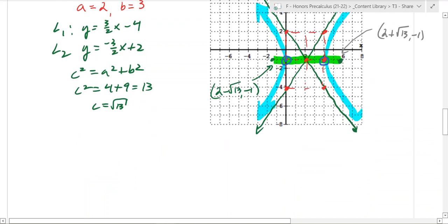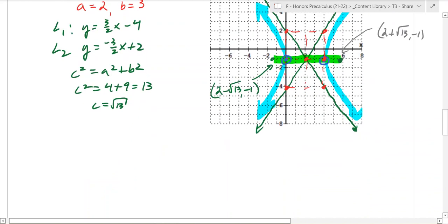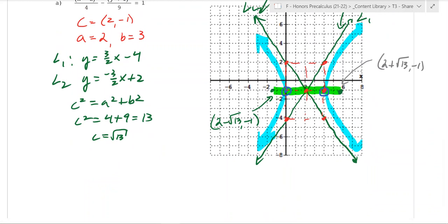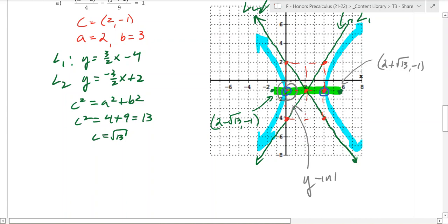Now, what are the intercepts here? Where does it cross the y-axis? Well, looking at this picture here, the only place it crosses the y-axis is going to be right there. So there's your y-intercept right there. Your y-intercept is going to be y equals negative 1, so you can write it as (0, negative 1).